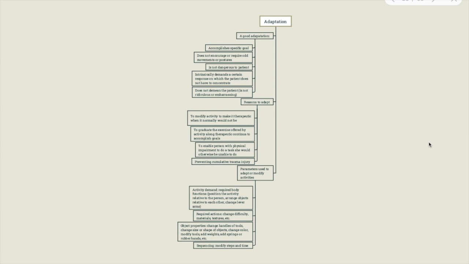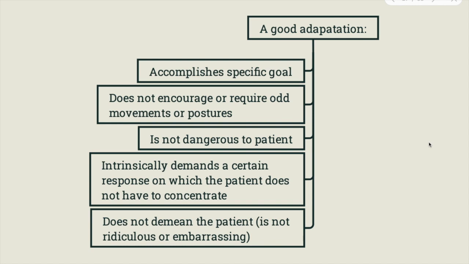Finally, we're going to talk about adaptation. These are characteristics of a good adaptation. It accomplishes a specific goal, does not encourage or require odd movements or postures. It's not dangerous to a patient. Obviously, safety awareness is big, so big in therapy. It intrinsically demands a certain response on which the patient does not have to concentrate, and does not demean the patient.